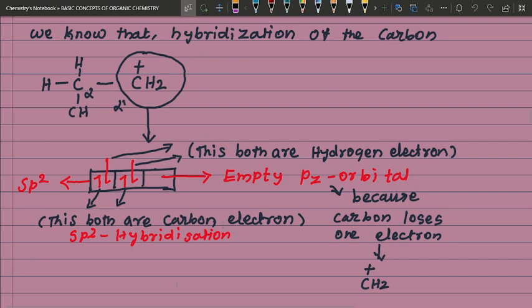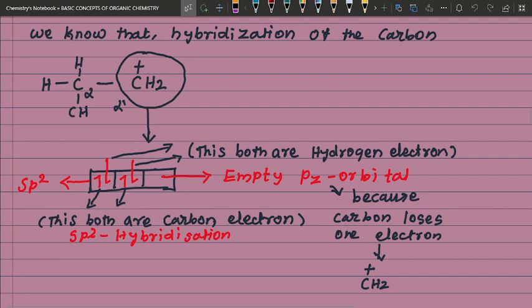These both are carbon electrons. See here, this one and this one. These both are carbon electrons in sp2 hybridization. Let's see above. These both electrons are hydrogen electrons. Please keep it in mind. If you have any confusion, please watch this video again.